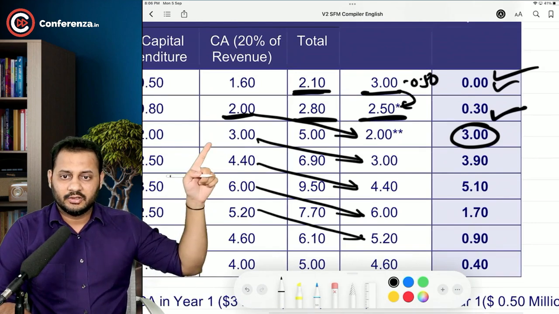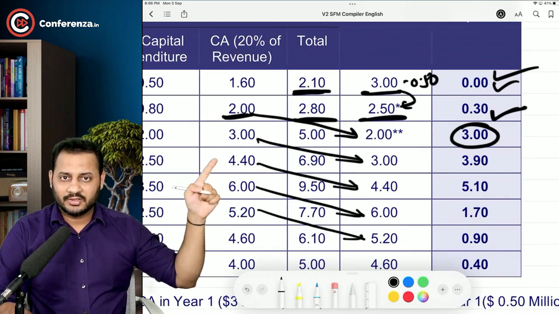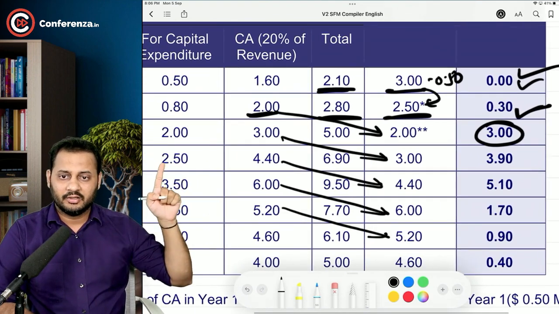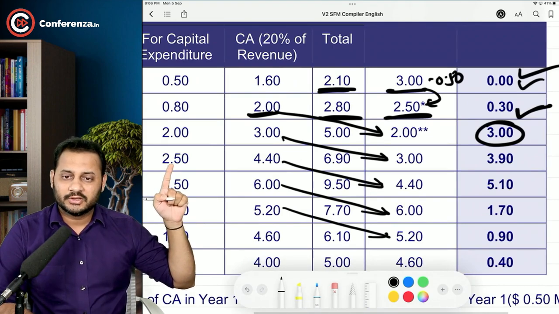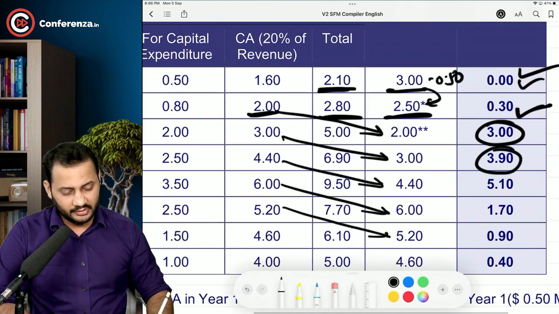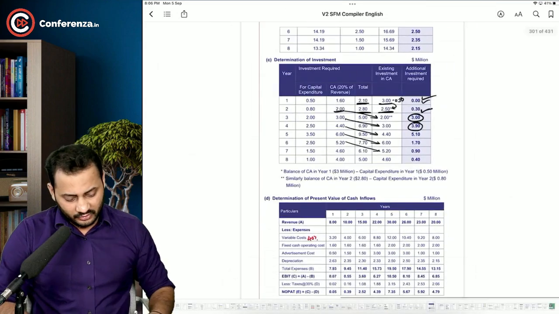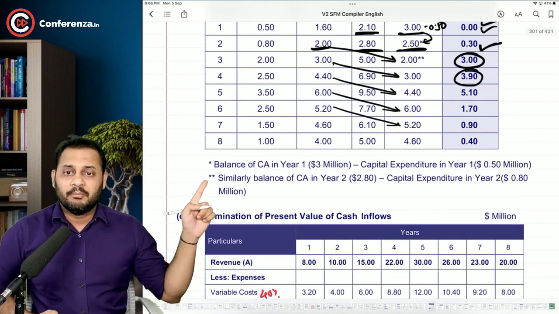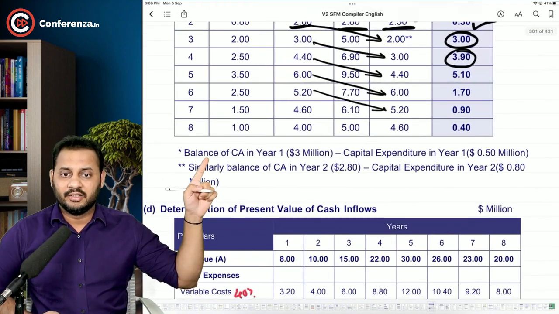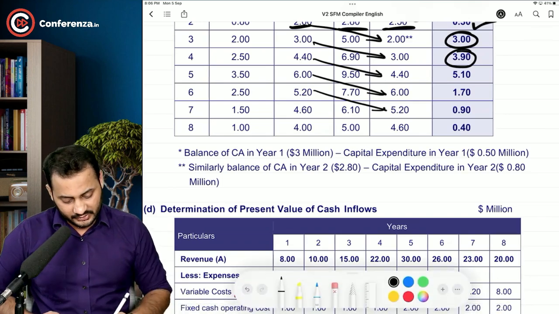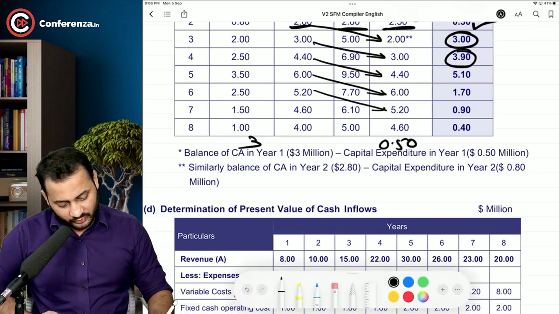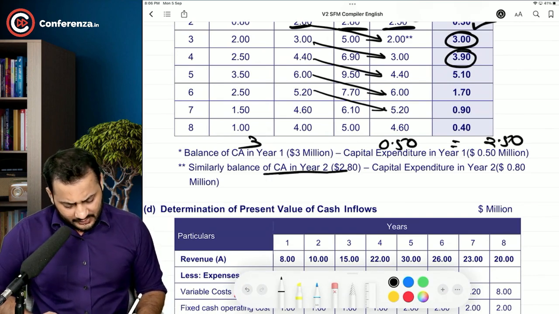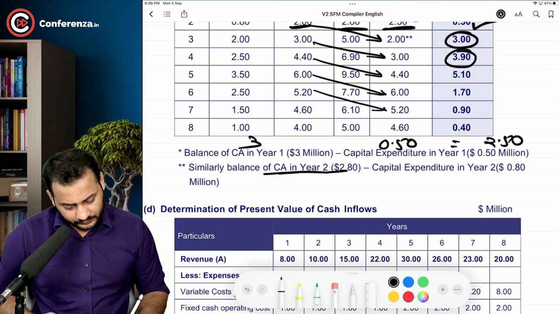You can do it here as well. 1.4 is required for the current assets because current assets are growing, right? 1.4 is required for that, and 2.5 for capital expenditure. So 1.4 and 2.5 is 3.9. It's very simple now. From the third year onwards, everything is according to what we have seen in the previous questions as well. Balance in the current assets in year 1 is used for the capital expenditure. It was 3 and the capital expenditure was 0.5 and that made it 2.5. Similarly, in the second year, the balance was 2.8 and 0.80.